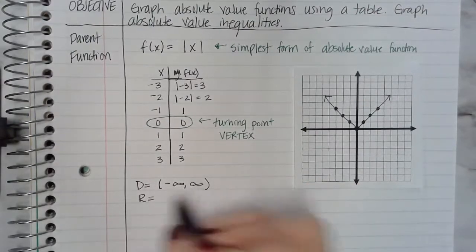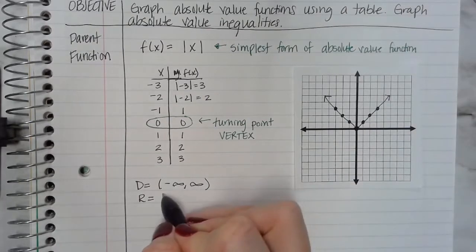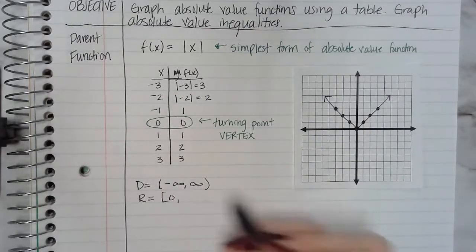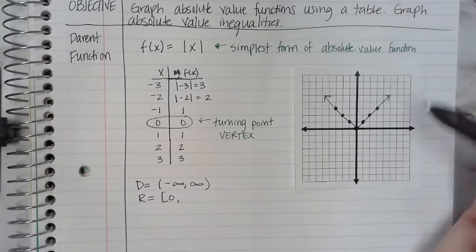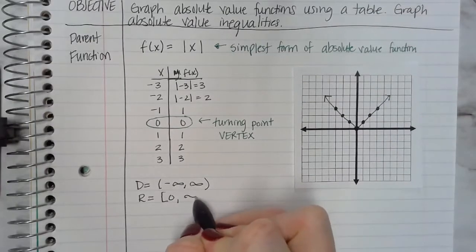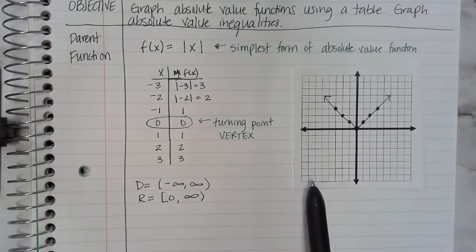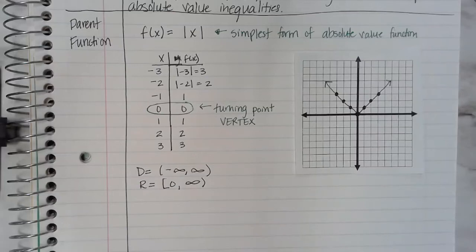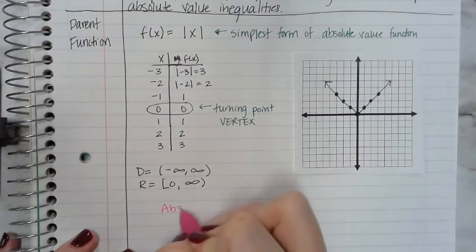Then for my range, I'm going to take a look bottom to top. So my lowest point here is at 0, 0. And so the y value for this would be 0. I'm going to use a bracket because it includes 0. And then my highest value, well, we've got these arrows that are pointing up, which means this function continues on to +infinity. Now, some things to note again about absolute value functions is that absolute value functions form a V.